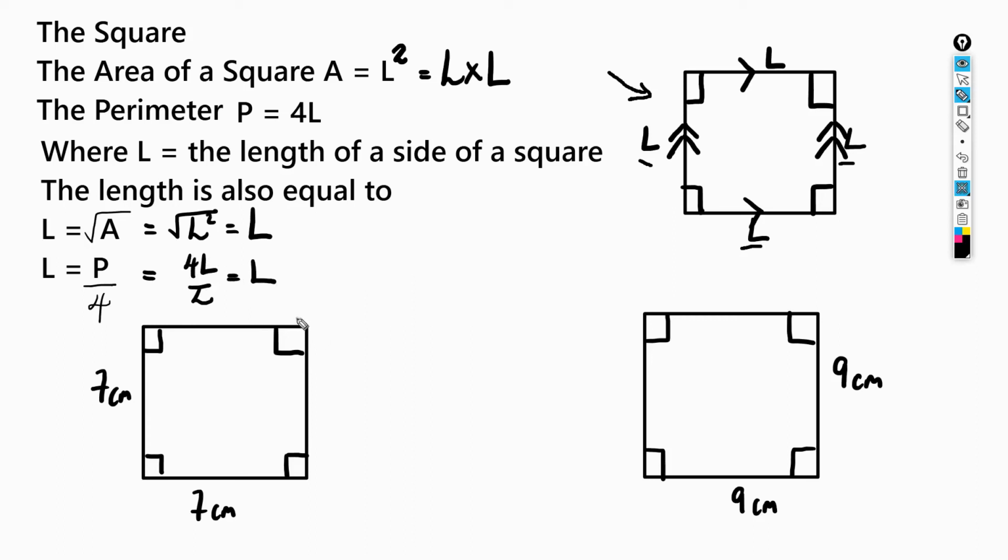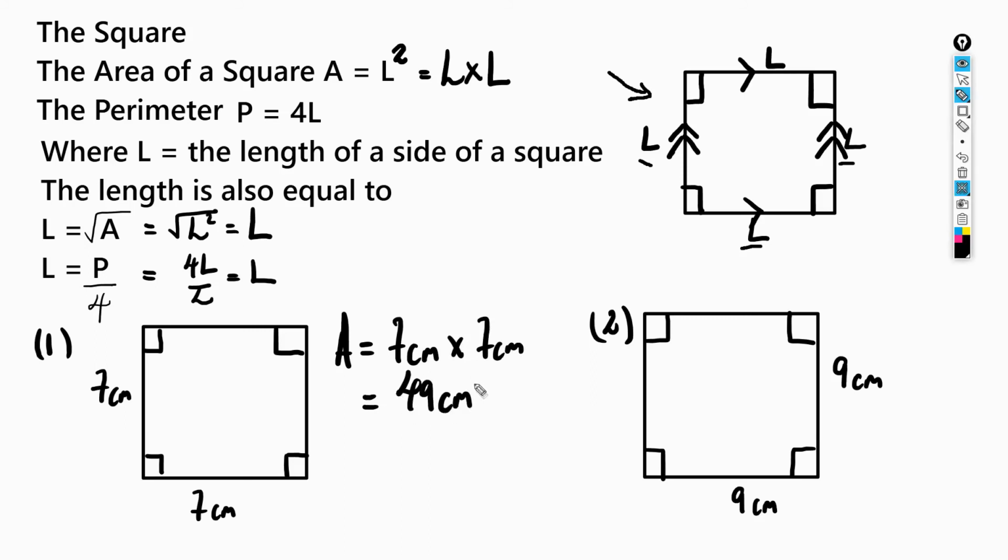Okay, guys? Let's do these questions here. We have two questions for squares, and we're going to do them right away. For the first one, we're going to find the area, which is equal to L squared, which is 7 centimeters times 7 centimeters. This is going to be equal to 49 centimeters squared.